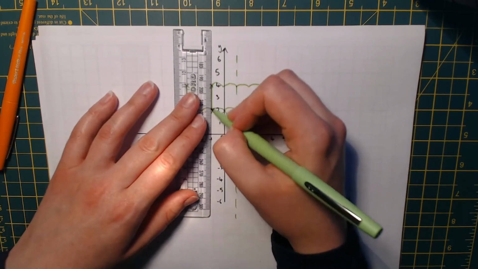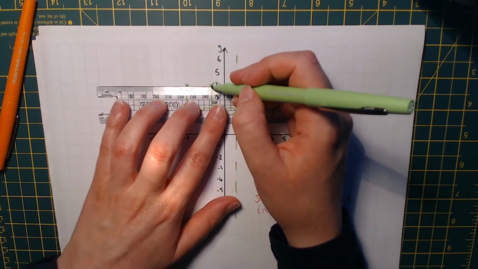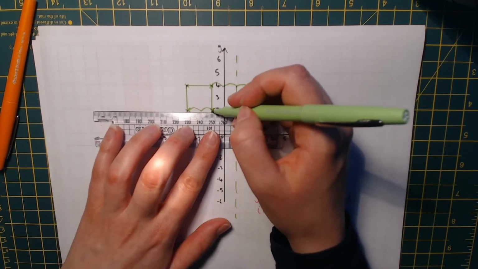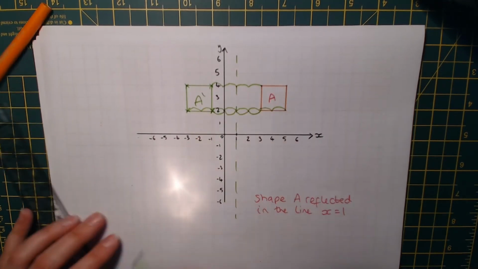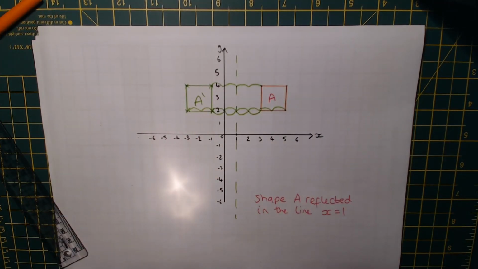And we can label that up. Okay, right, so there's our A dash. It's our new shape, but we call it the image. Have a go at those, please.